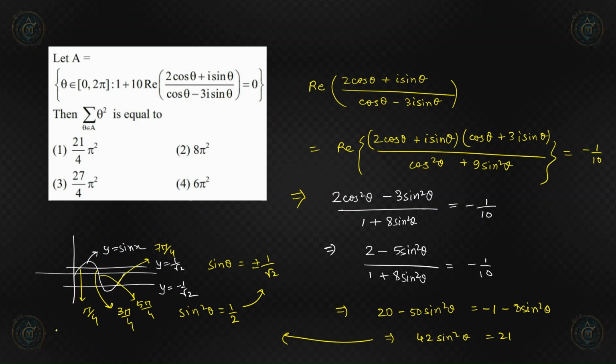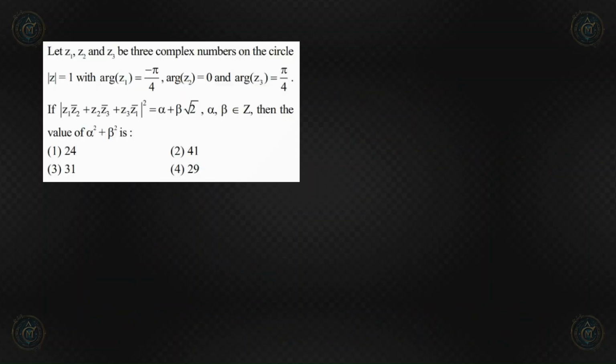So summation theta square, where theta belongs to the set A, will be equal to 21 by 4 times pi square, which means option 1 is our correct answer. I hope you understood the concept of trigonometric equations used in this problem. Okay, so let us jump to the next problem.